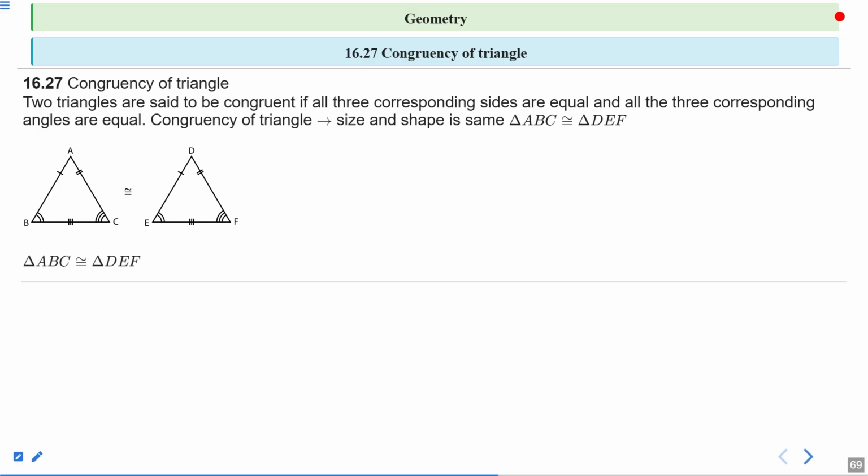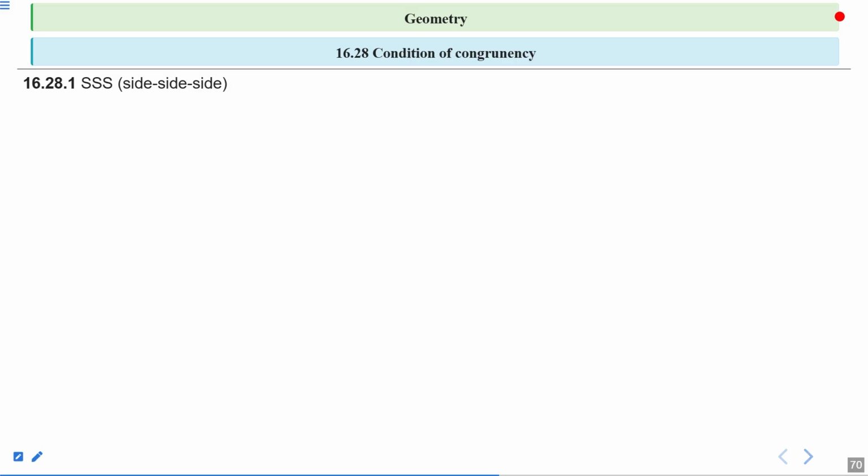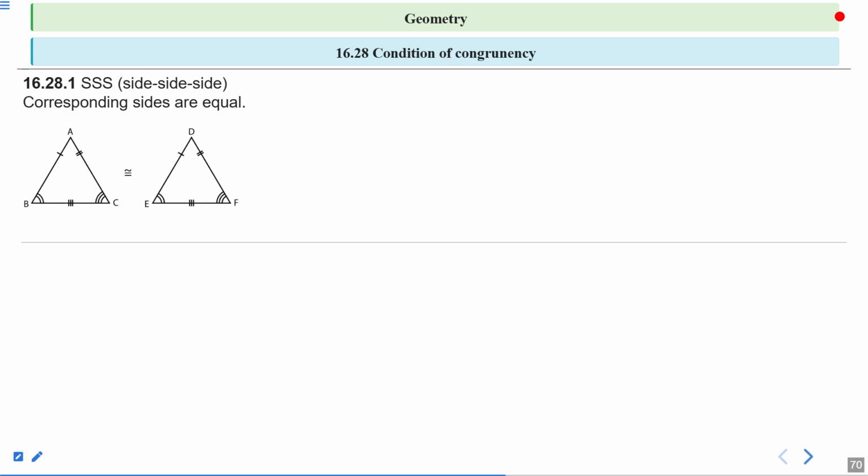So we can say that these two triangles are congruent to each other. Triangle ABC is congruent to triangle DEF. Now, condition of congruency: side, side, side. So the corresponding sides are equal. So we can say that these two triangles are congruent to each other.